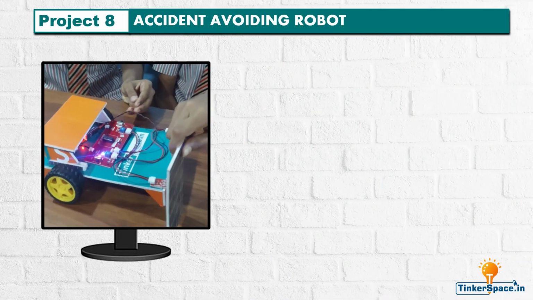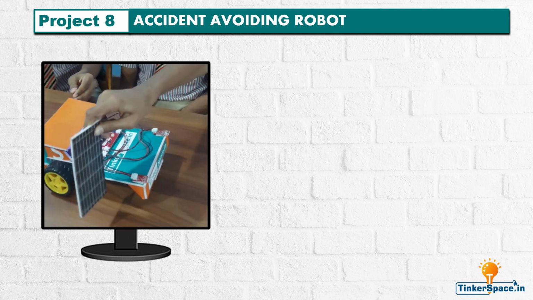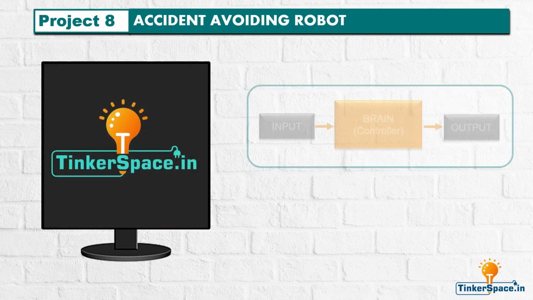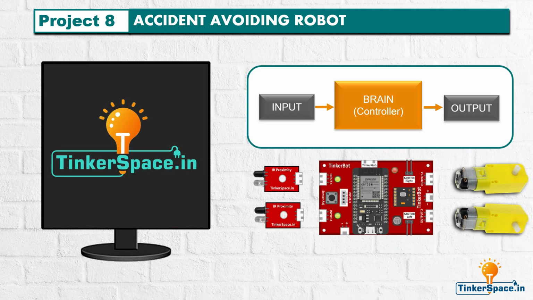Accident avoiding robot. This project creates a robot that can detect and avoid obstacles in its path. In this project, we use the TinkerBot as the controller. Two IR proximity sensors are used as the input. Their function is to detect obstacles in front of the robot. The two gear motors are used as the output. Their function is to move the robot and change its direction to avoid collisions.